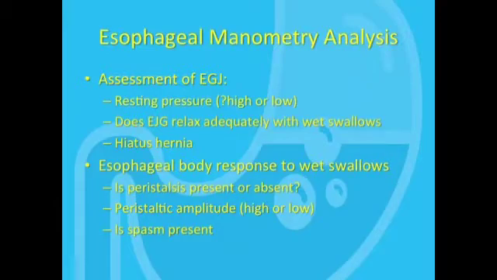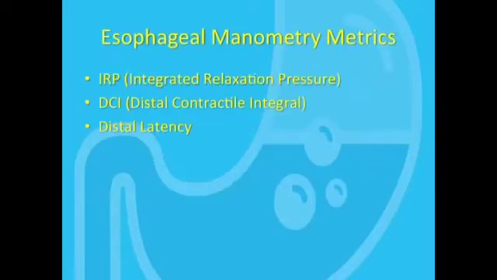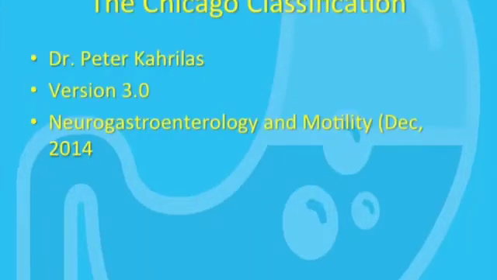With the advent of high-resolution manometry, it's now possible to answer these questions with a great deal of precision. Three important manometry metrics have been developed to help us characterize the behavior of the esophagus. These are the integrated relaxation pressure, or IRP, which is an assessment of EGJ relaxation, the distal contractile integral, or DCI, which is an assessment of the overall peristaltic contraction force in the esophagus, and the distal latency, which is a measure of the presence or absence of esophageal spasm or premature contraction. Let's talk about how these three numbers fit together and help us classify esophageal motility disorders.